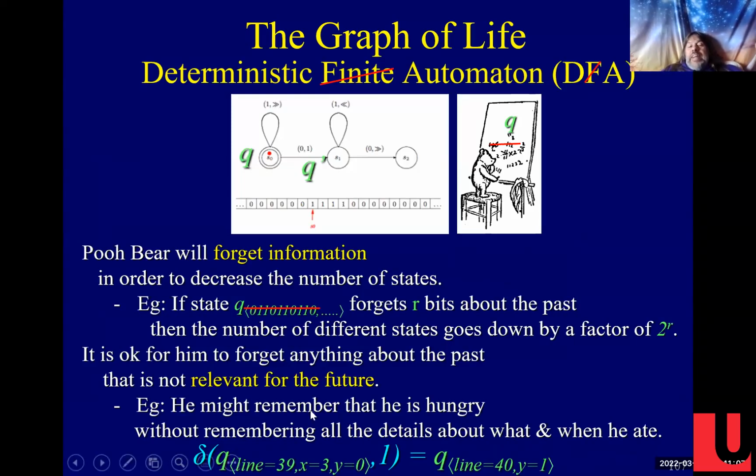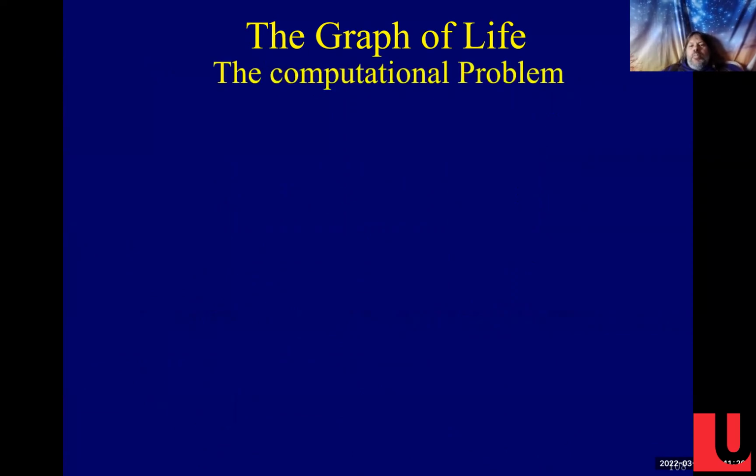And so we're going to forget things about the past, like Pooh Bear might remember that he's hungry, but forget the details about when he ate and stuff. All he knows is kind of the end result. All right, so I'm going to just make up some stupid computational problems so that we can talk about it in abstract generalizations.